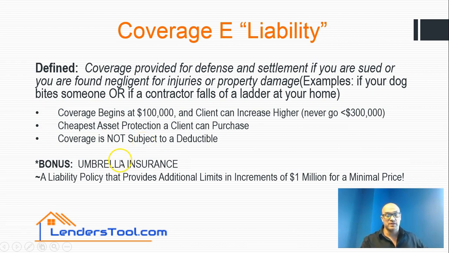Coverage is not subject to a deductible, which is a great thing. Just as a bonus on this, a lot of times people don't know what umbrella policies are, but it's not uncommon for us to take umbrella policies and lay those over on top of a home, auto, watercraft, motorcycle, things like that. That can give you additional limits in increments of $1 million for a very cheap price. Often $180 to $250 will get you $1 million of asset protection for your clients.